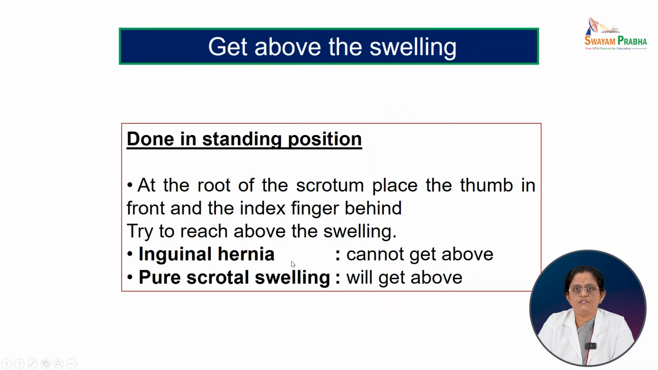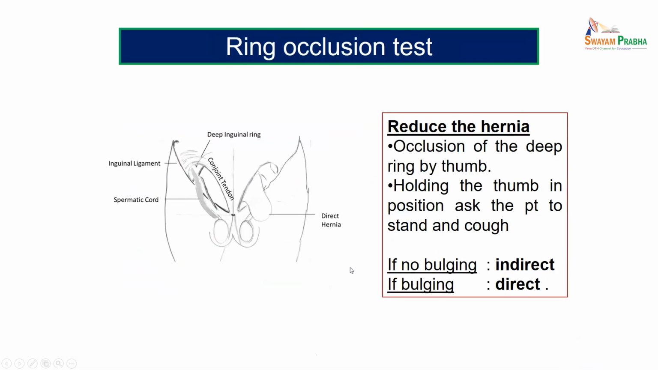You can get above the swelling in case of pure scrotal swelling, but in case of inguinal hernia, you cannot get above the swelling. This is done by, in standing position, at the root of the scrotum, place the thumb in front and index finger behind, and try to reach above the swelling. In inguinal hernia, you cannot get above the swelling. So that is the next finding which you will see on examination.